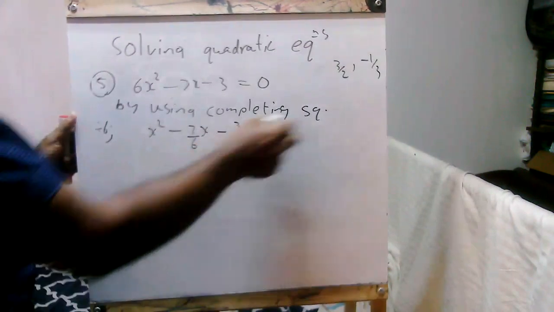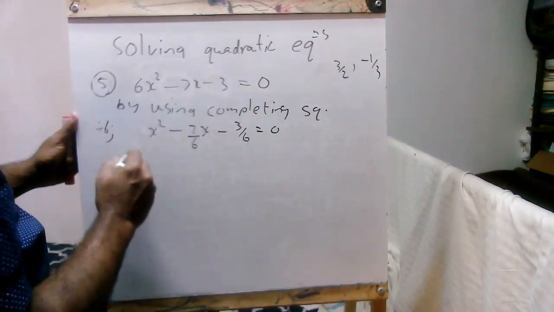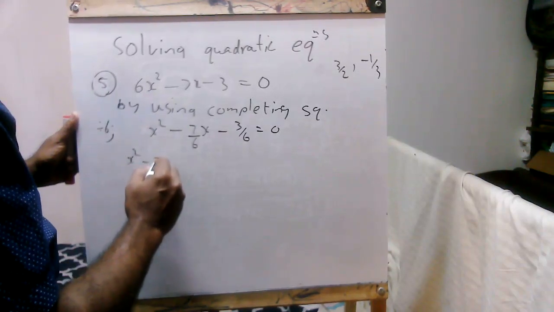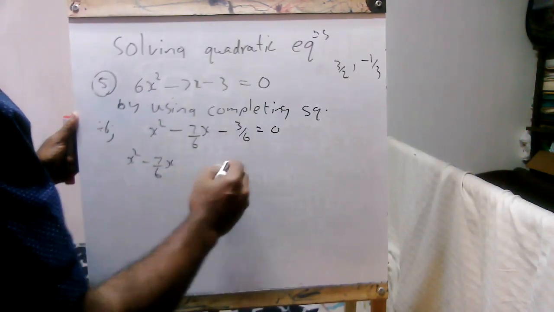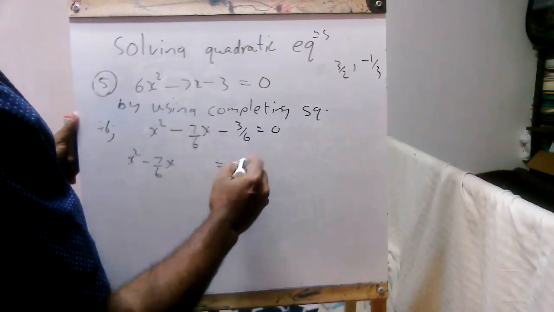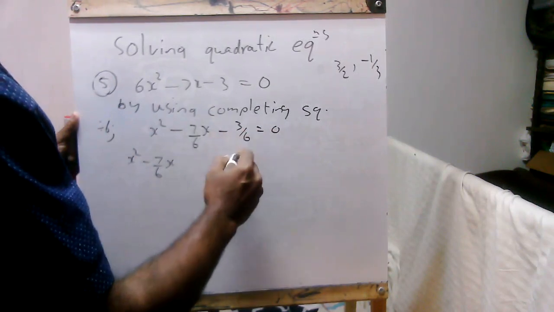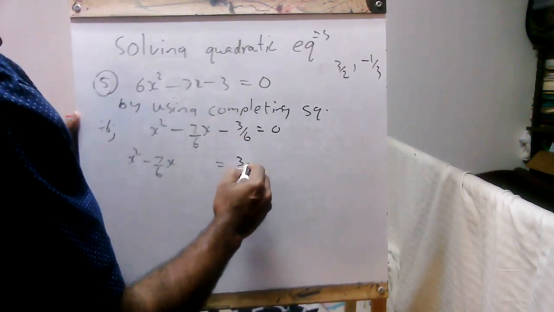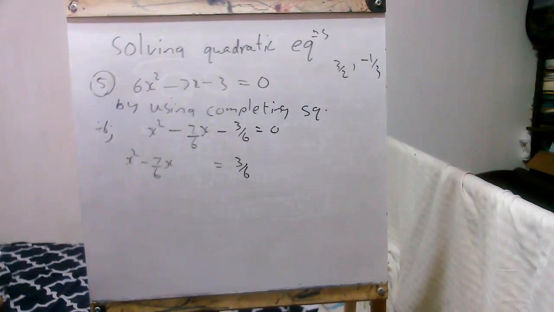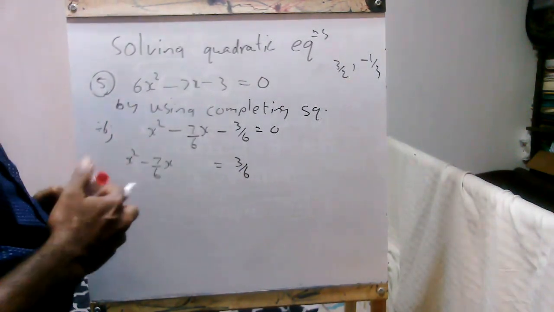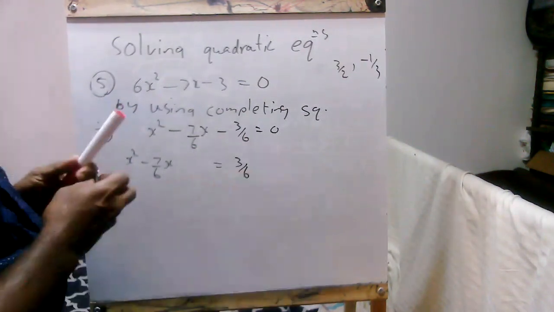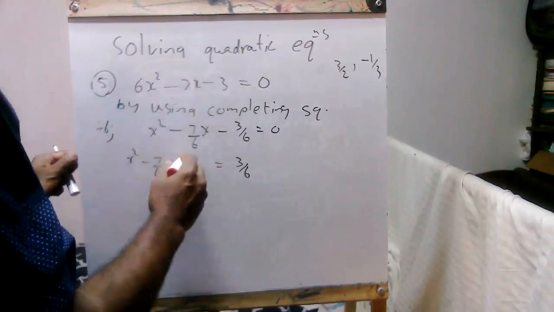Then move the constant term to the other side. x squared minus 7 over 6 x, I keep some space here, equals 3 over 6. Right? Now what I'm going to add, I'm going to add the same term to both sides.